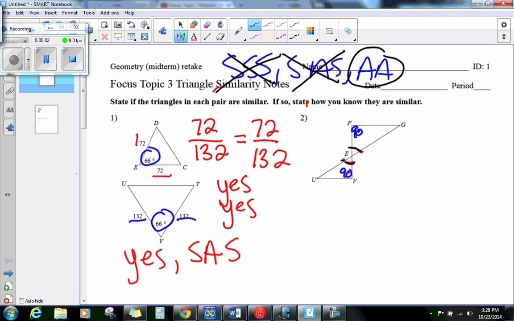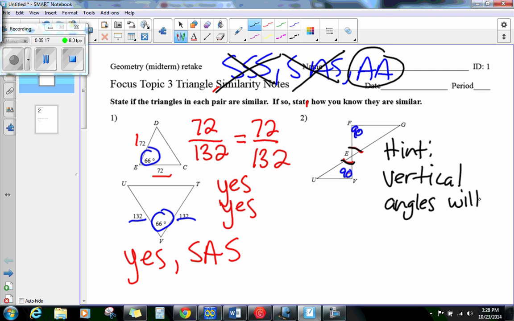You don't have to know what the degree is in the middle. You just need to know these are vertical angles and that they're equal. Now, hint, vertical angles will never be marked equal.